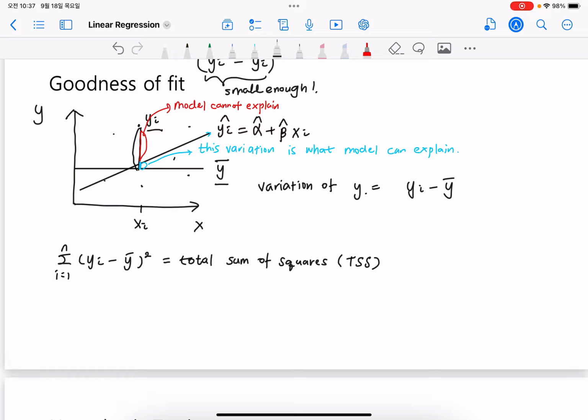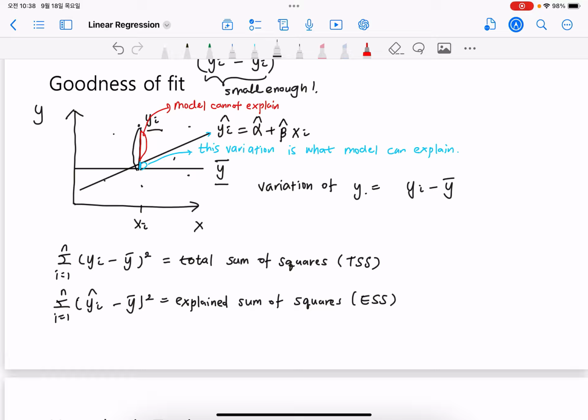And we can also formally express the variation that can be explained by the model. So the sky blue part right here, right? That's also running over i equal to 1 to n, and that's yi hat minus the y bar, squared. This is the only part the model can explain. And we say it as the explained sum of squares, or the ESS. All right.